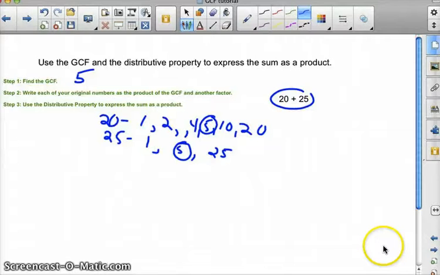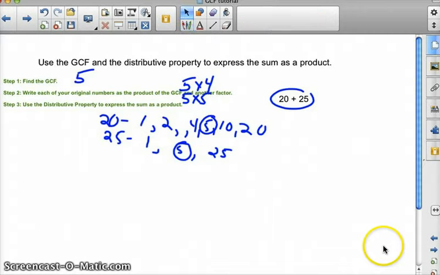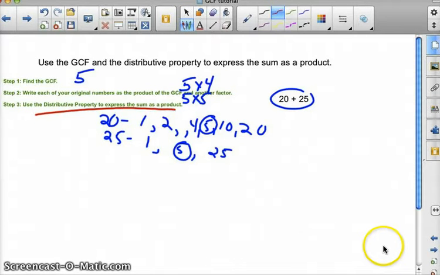Product's the answer to a multiplication problem. GCF is 5 times 4 is 20. 5 times 5 is 25. So now I'm going to put this all together. Step 3, the distributive property, and I'm going to express the sum as a product. Sum is the answer to an addition problem. And now I'm going to express that as a product.